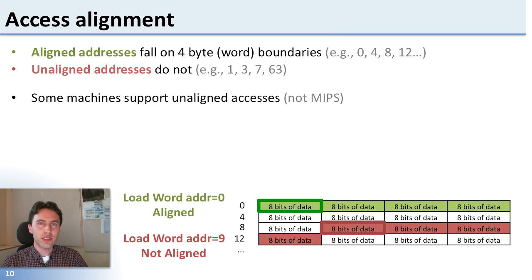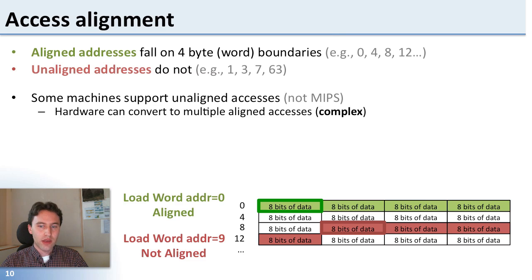And the reason you might not support it is it's complicated. So if I want to support unaligned accesses, I have to have hardware to clean this up. So for loading address 9 here, the hardware would have to say, well, I need to load this aligned word first, then this aligned word, then I need to pull out the right parts of it and combine them together. That's complicated to do. You could also do this in software.